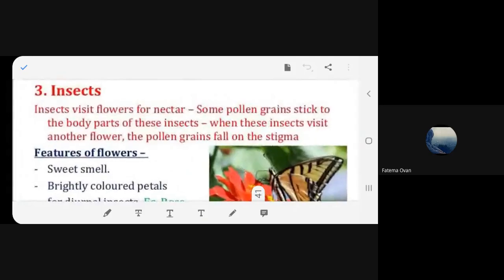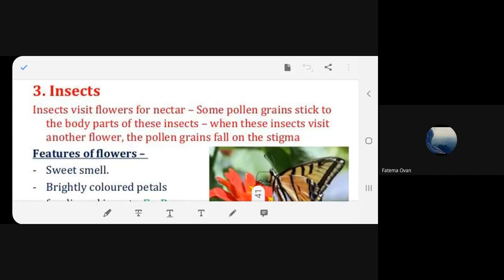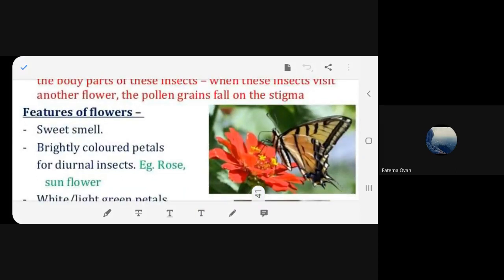The third agent is? Ma'am, can I read? Yes, beta. Third agent is insects. Insects visit flowers for nectar. Some pollen grains stick to the body parts of these insects. When these insects visit another flower, the pollen grains fall on the stigma. Features of flowers. Sweet smell, brightly colored petals for diurnal insects.